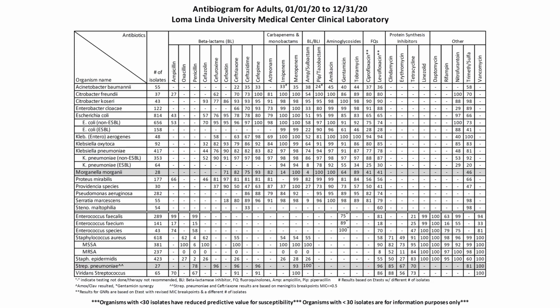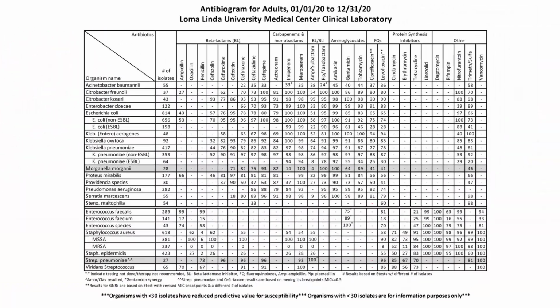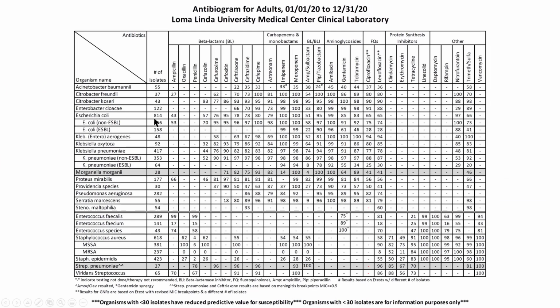And now let's compare that to E. coli. You can see for E. coli, there were 814 isolates for this time period, and 43% of them were susceptible to ampicillin. So that's pretty bad for ampicillin. But then if you look at imipenem, for example, you will see 100% susceptible. Or if you look at piperacillin tazobactam, you will see that 95% was susceptible. So that's how you use the antibiogram.